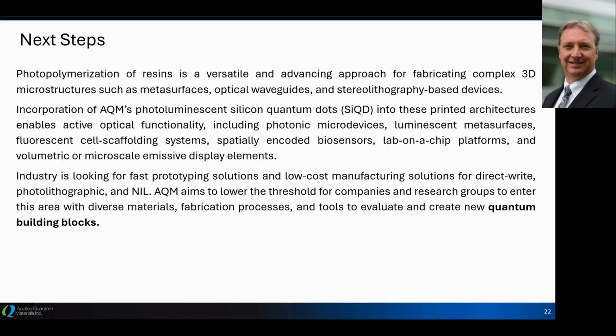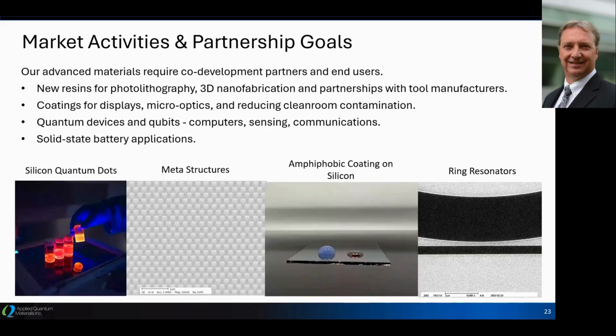Okay, that's it. One last thing, what we're looking for. Market activities and partnerships. In order for us to do this, we're looking for co-development partners and end users. These are examples of what we can use with. Here's examples of some of the things that we've been working on. And we're looking for companies to work with, so that we can make new devices, new systems, and we can sell more products. I guess that's where we are.